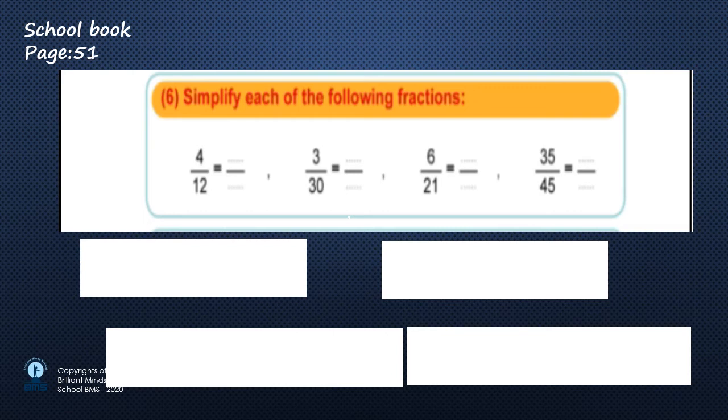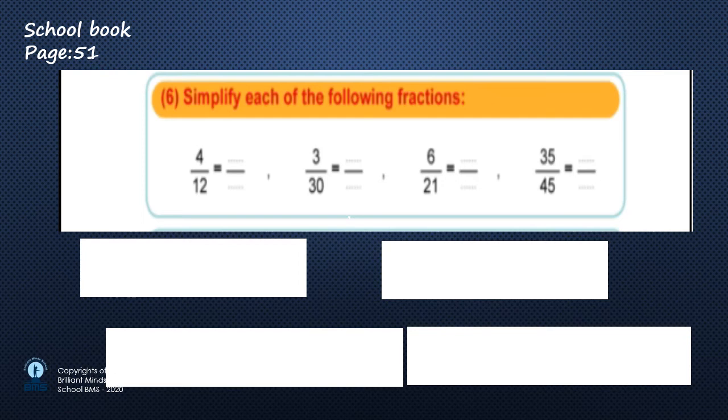Okay, now go to your book, page 51. We're going to answer question number 6. We have some fractions here and we want to simplify. We said simplify means divide. We're going to divide, but divide by what? We must choose the greatest common factor.